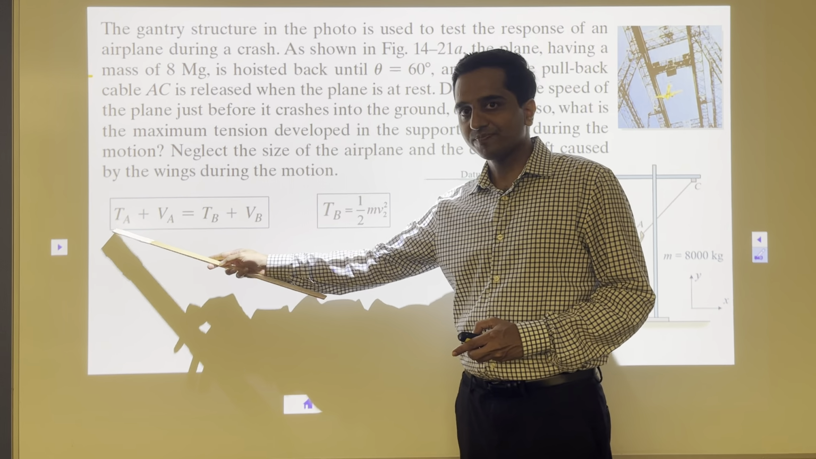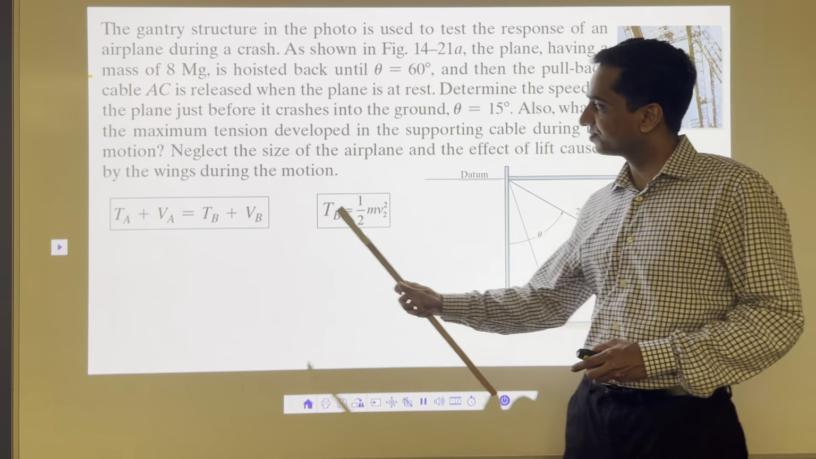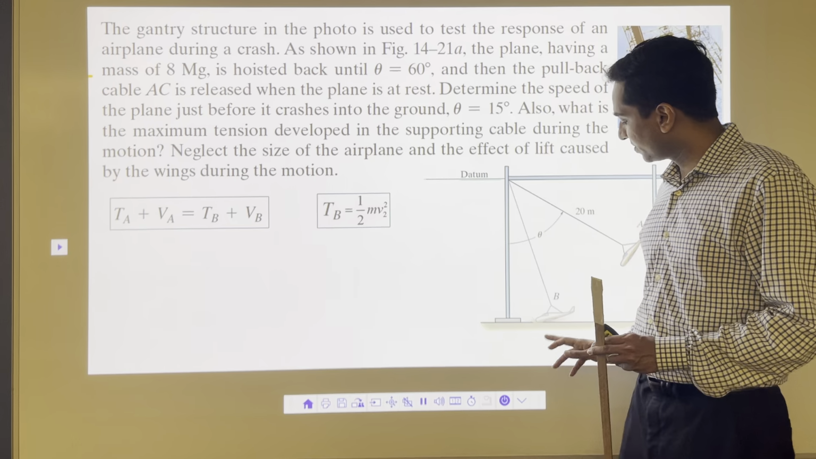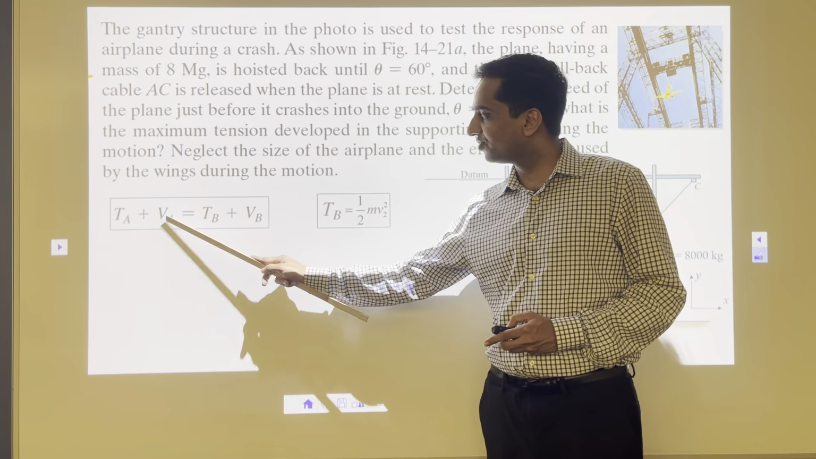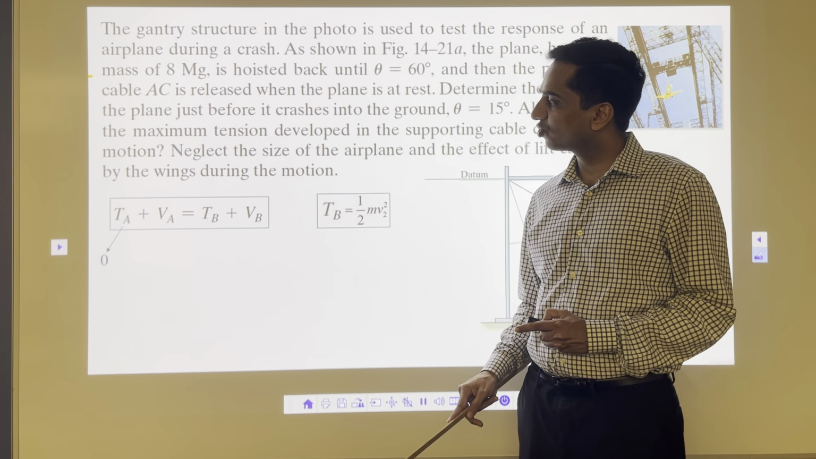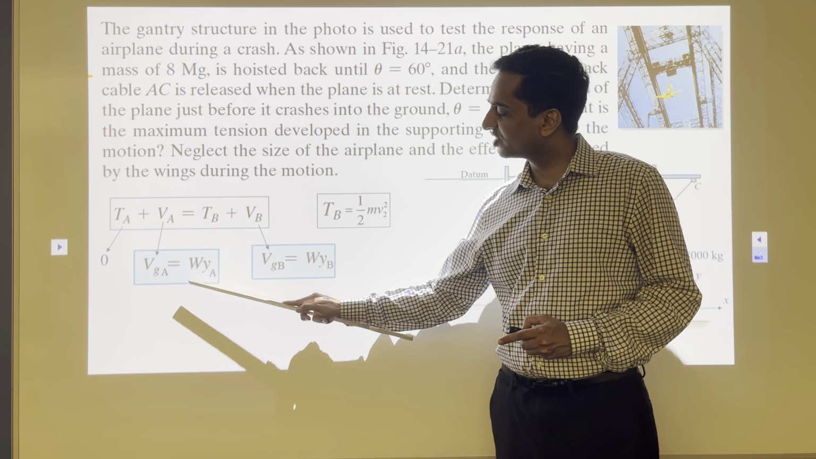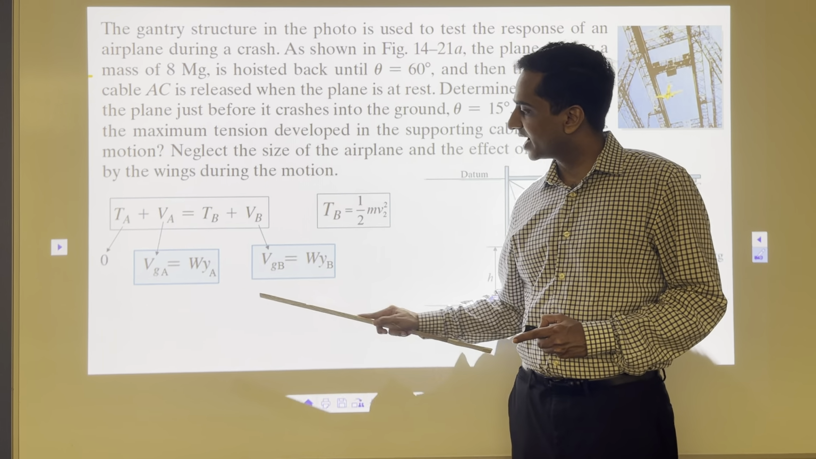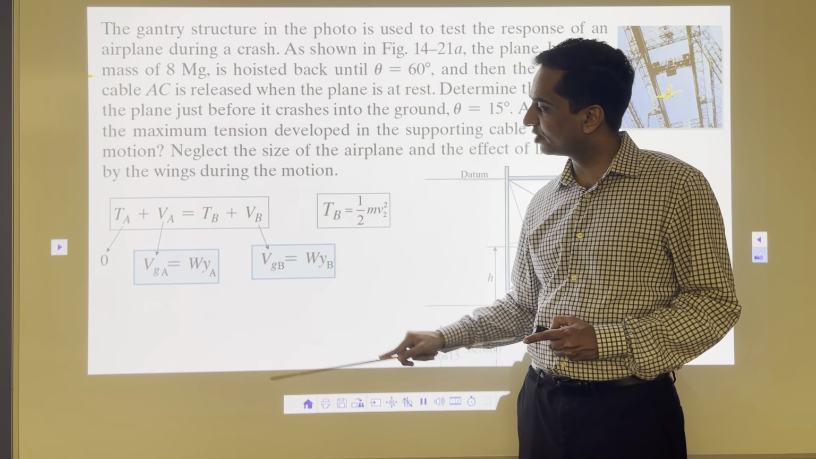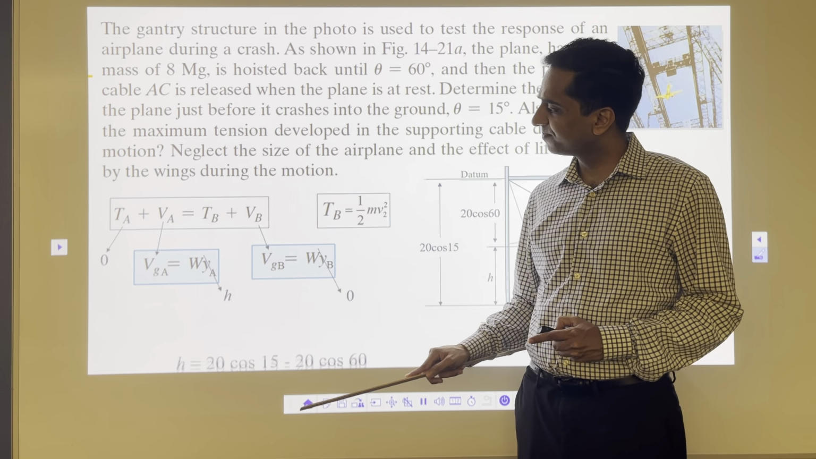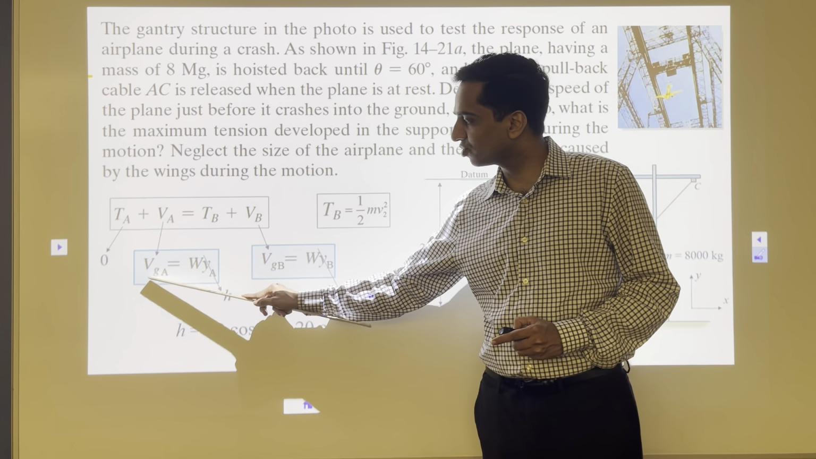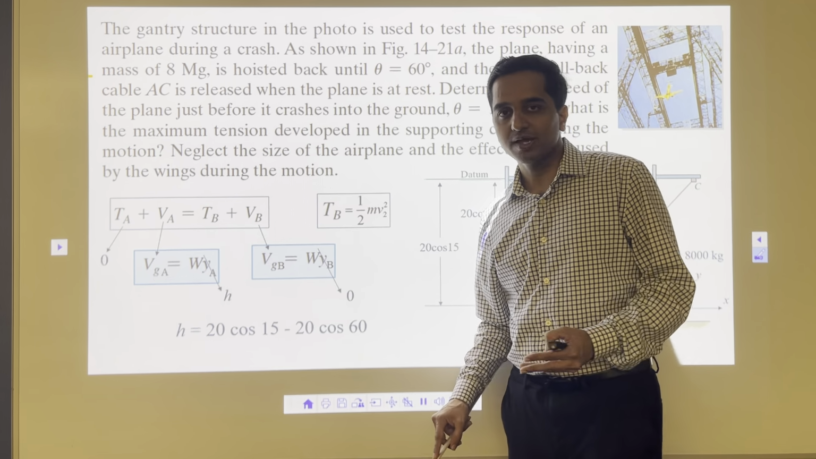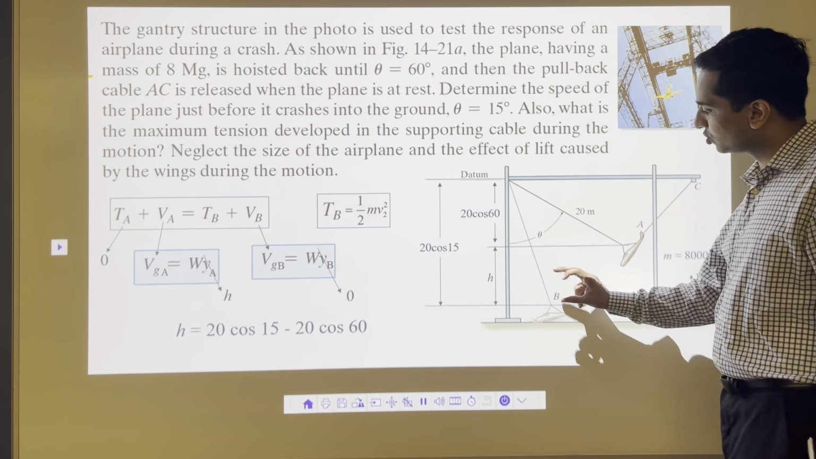TA is 0 because initial kinetic energy is 0. VB is 0 because final potential energy is going to be 0. So it's simply VA equal to TB. Here VA is nothing but W times YA, and VB is going to stay 0. So it is important for me to calculate this height, because VA is my potential energy at this point.